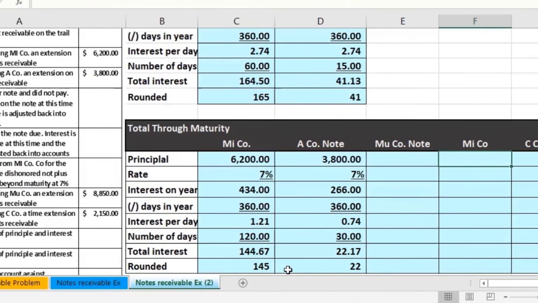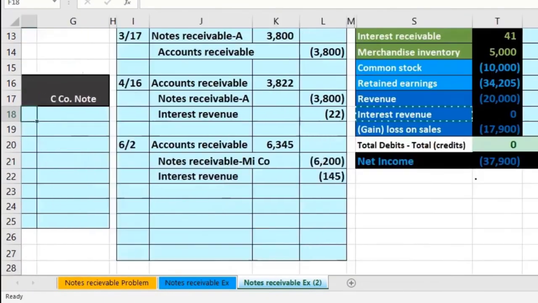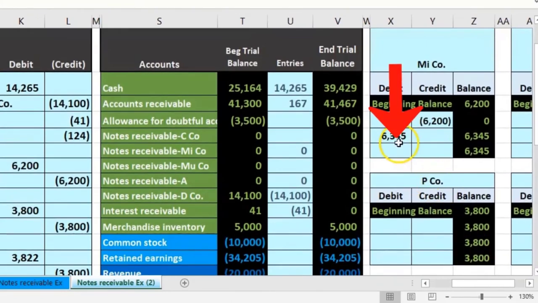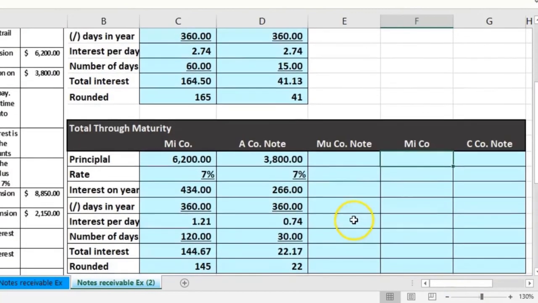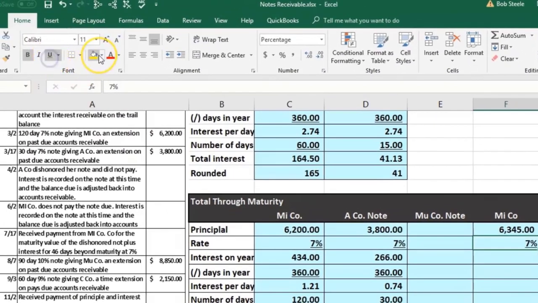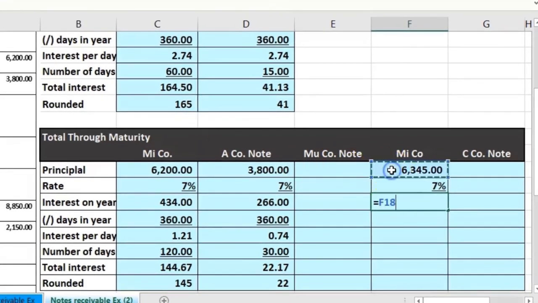So we're going to say that the debt amount at this point in time is, we're going to scroll over to the subsidiary ledger to see that. So it's this 6,345. Scrolling back over, it's 6,345, 7% interest. Going to underline that, home tab, font group, underline. Multiply that out, this equals 6,345 times 7%. Enter.